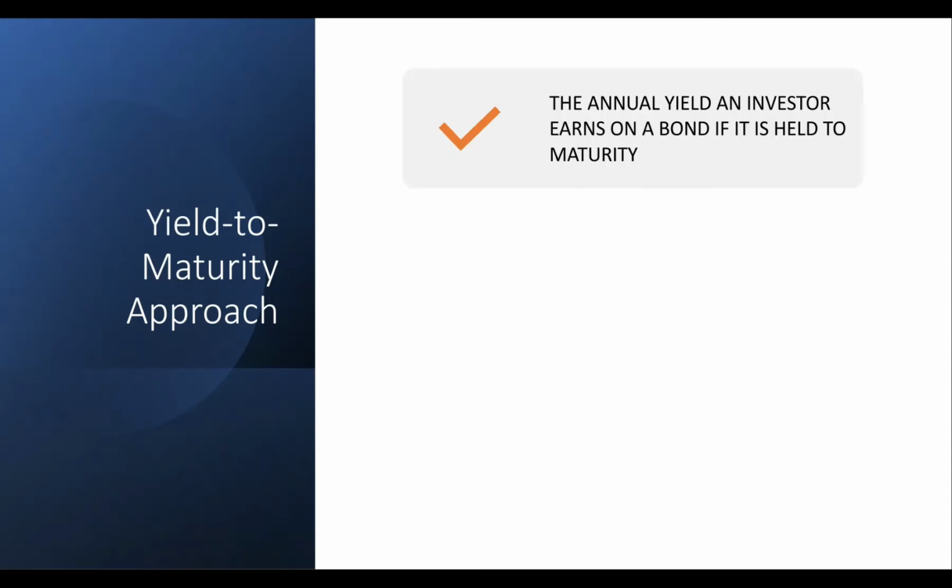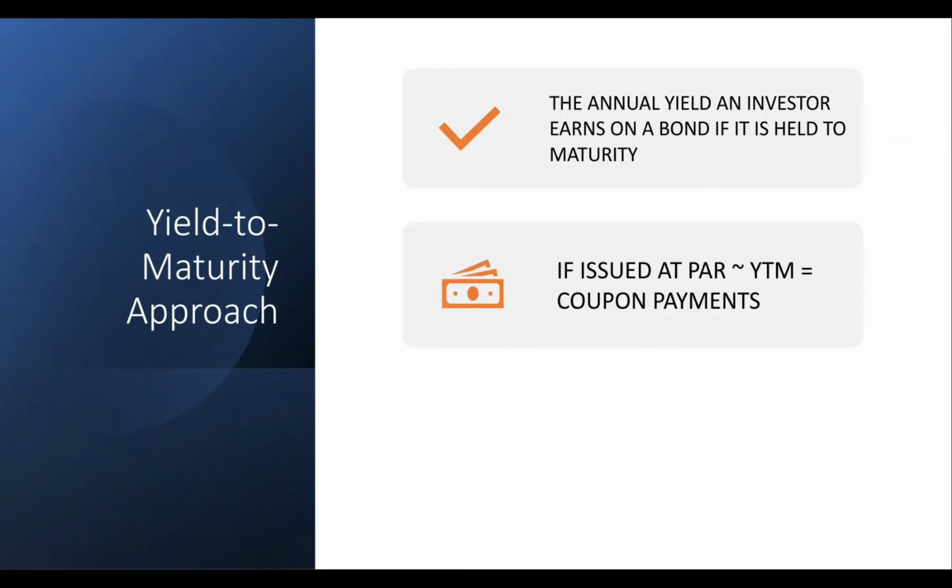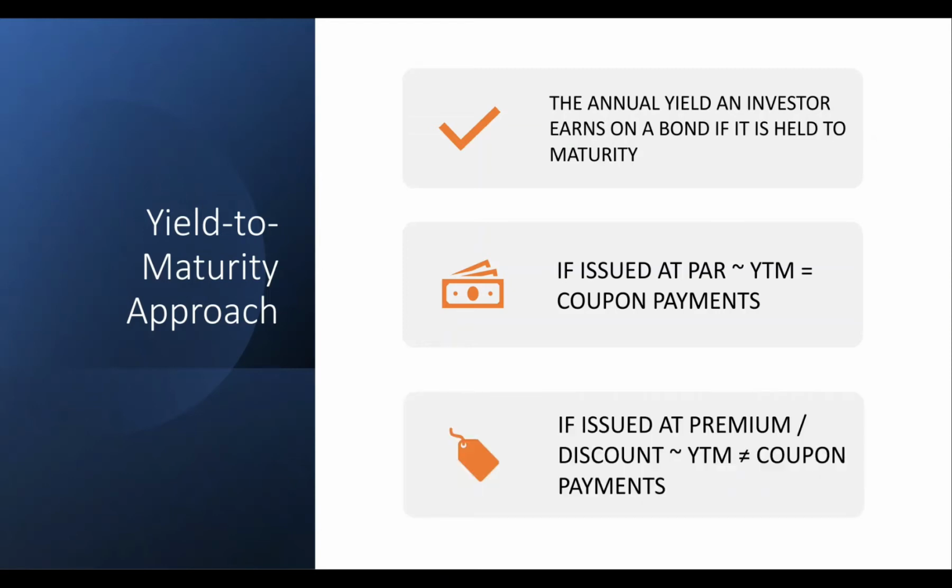So what is YTM? Yield to maturity represents the annual yield an investor earns on a bond if it is held to maturity. It represents the return you would receive each year if you purchase a bond and hold the same till the maturity. Are these yields different for different bonds? Well, yes. If the bonds are issued at par, its YTM equals the coupon payments. And what if they are issued at a premium or a discount? If the bonds are issued at a premium or discount, its YTM or the cost of debt is lower or higher than the coupon payments respectively.